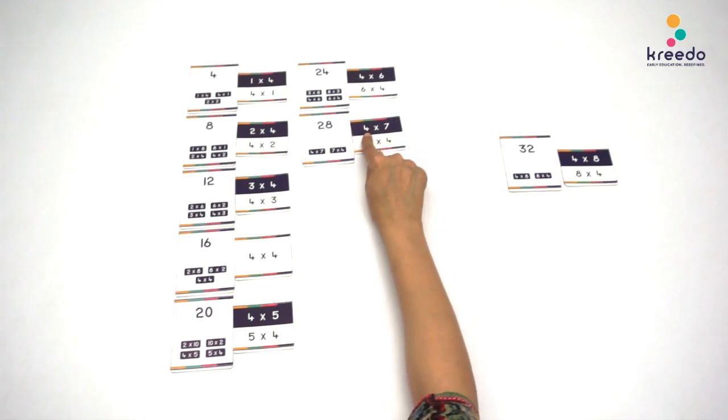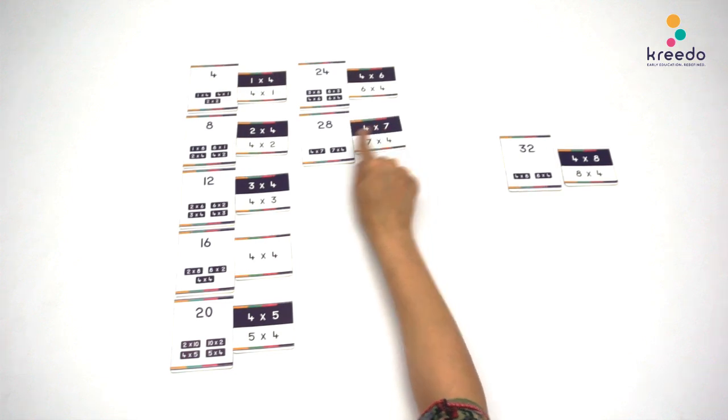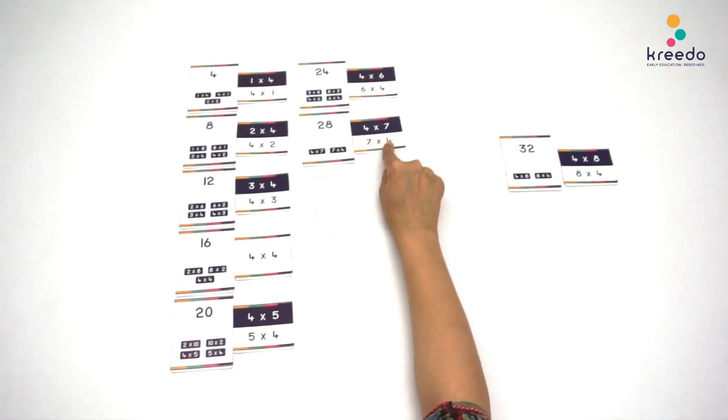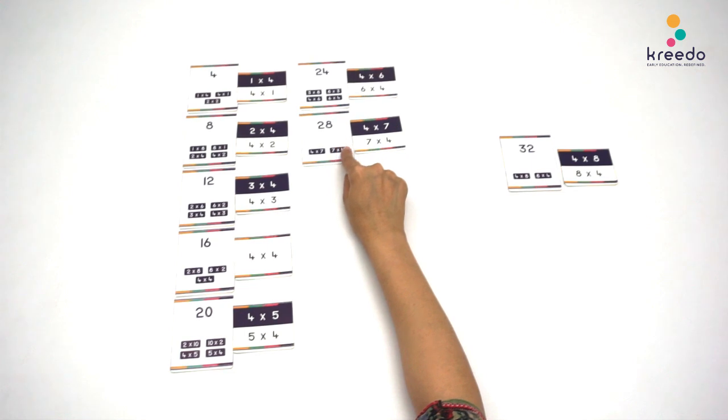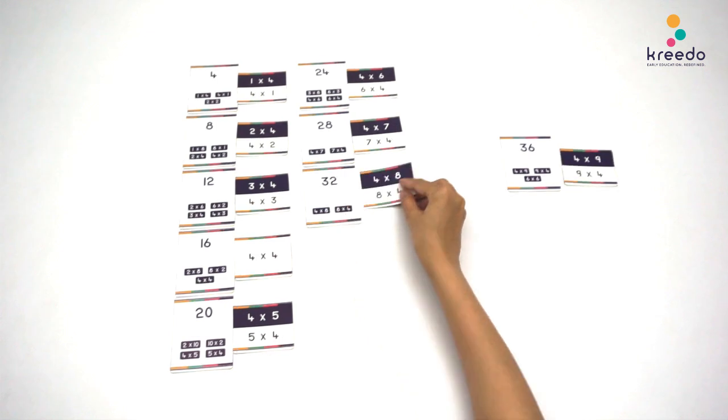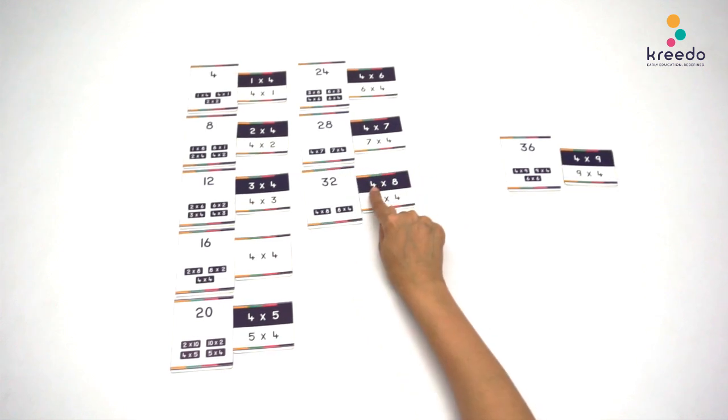Point to the table on the small card, followed by the same on the big card and say 4 into 7, 4 into 7, 7 into 4, 7 into 4 is 28. Pair the next big card and small card in front of the child.